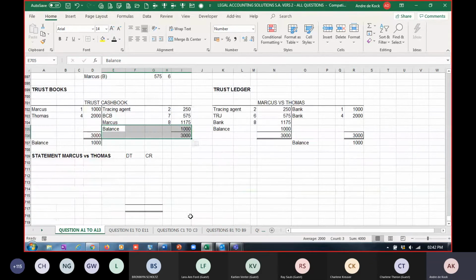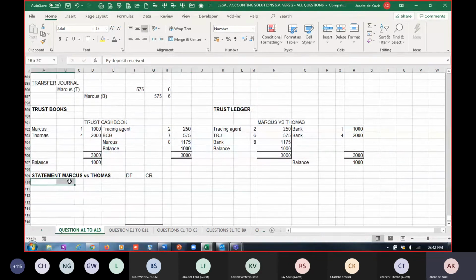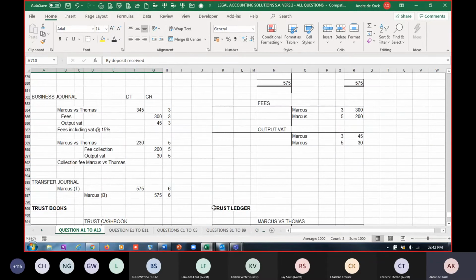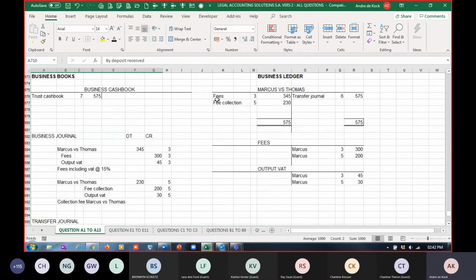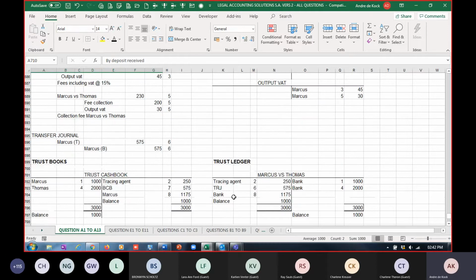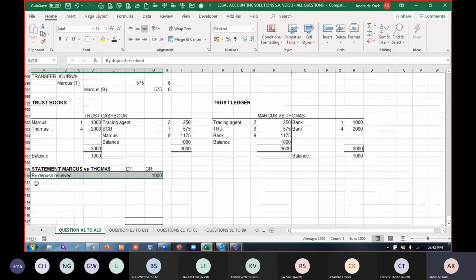Now I must do the statement. What was the first thing that we received from Marcus? If we go and look, the first thing we received was this R1,000. So we show the 1,000. What's the second thing that we did? I think it was, we paid the tracing agent. That's right, we paid the tracing agent.